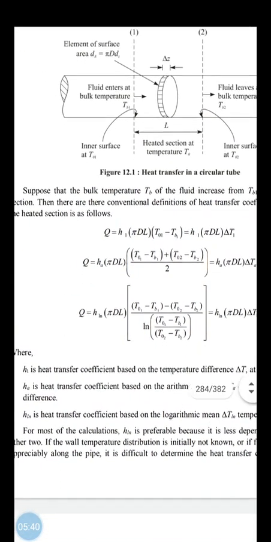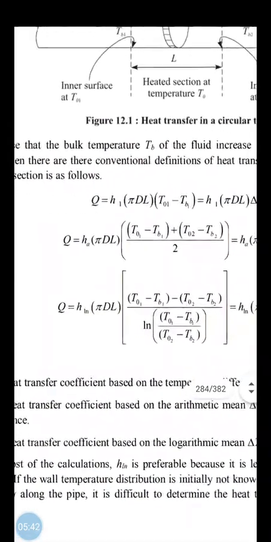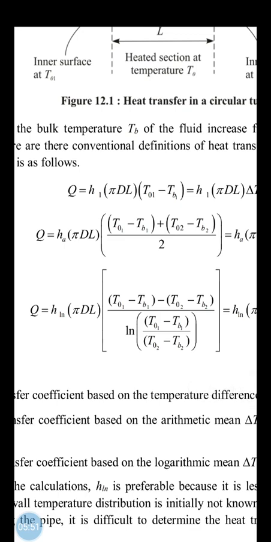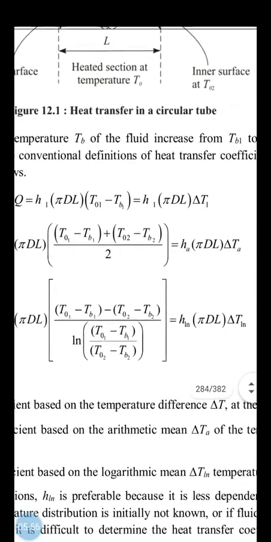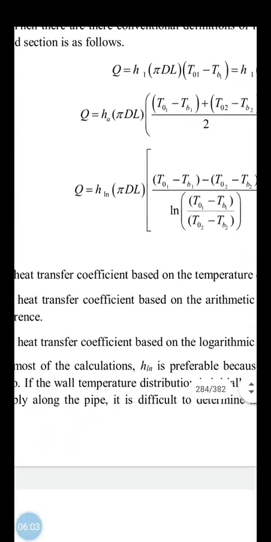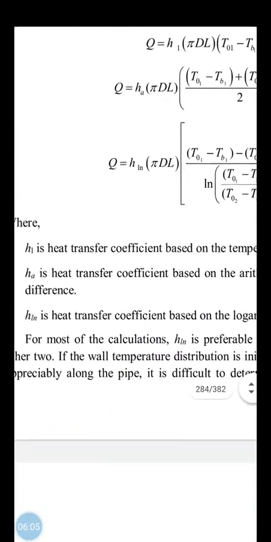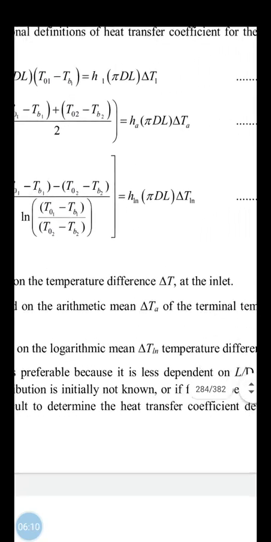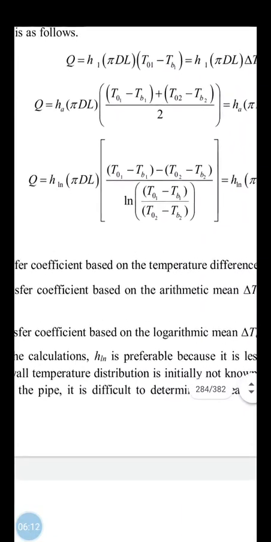Similarly, the rate of heat flow can be calculated by the arithmetic mean. By this equation, Q is equal to Ha into pi dl, and delta T will be the temperature difference, T01 minus TB1 plus T02 minus TB2, upon 2. So it will be Ha into pi dl into delta Ta. This is called the arithmetic mean temperature difference. So this Ha will be the heat transfer coefficient based upon the arithmetic mean temperature difference.